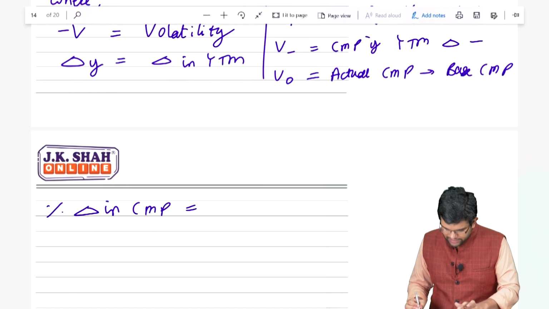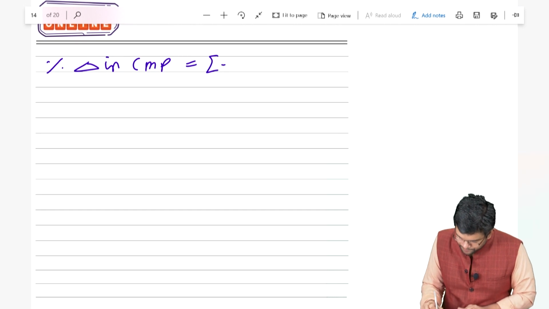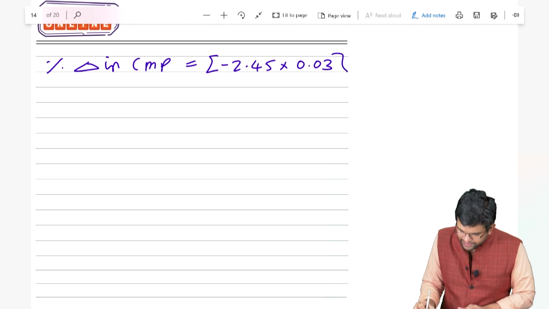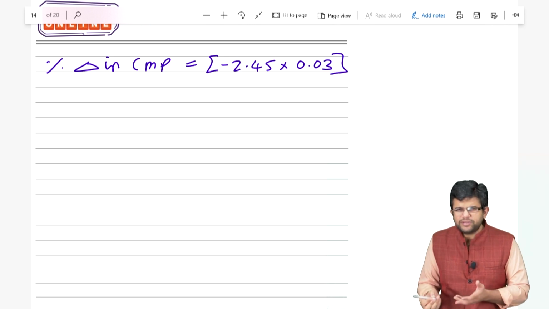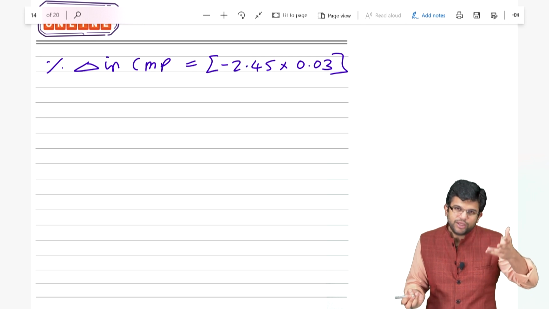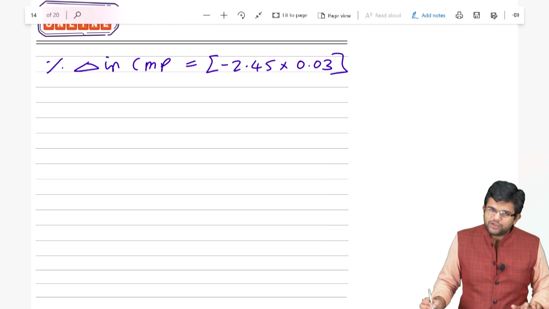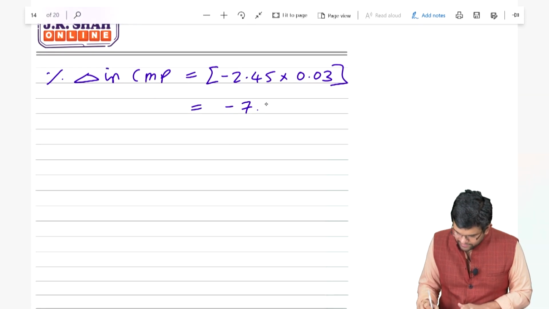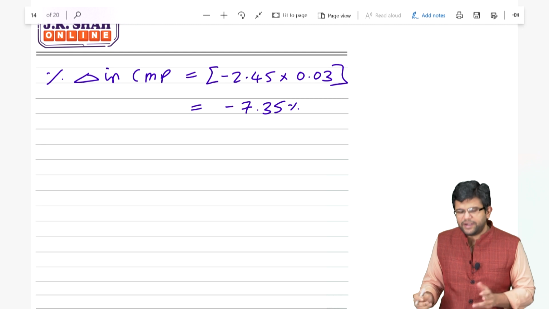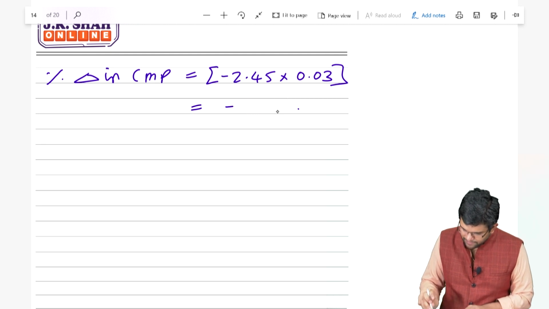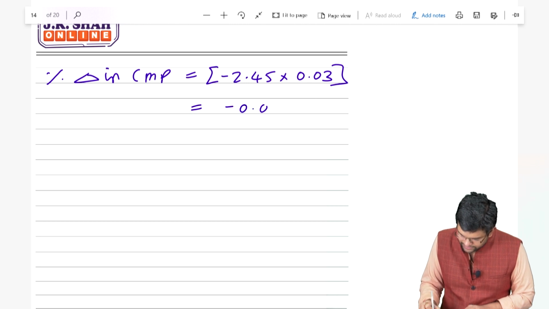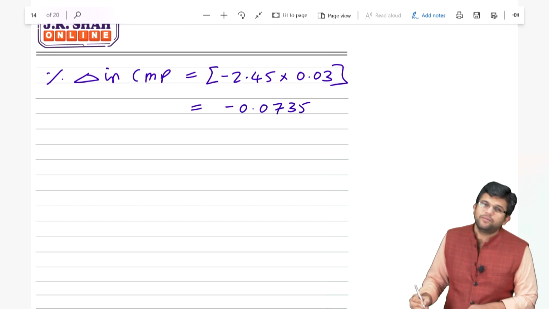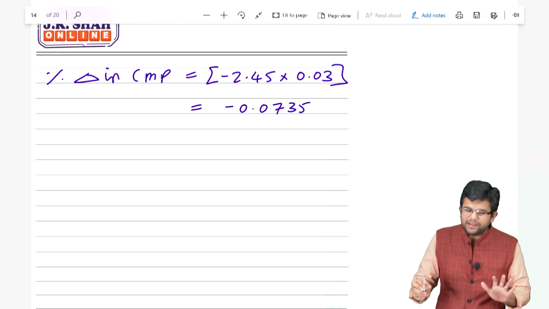So I'll just write down here minus 2.45 into 0.03, correct? 0.03 is nothing but the 3% change in yield multiplied by minus 2.45, and children, you all know this is nothing but minus 7.35%, or you can write it down as minus 0.0735, correct? Everybody agreeing with me till here?